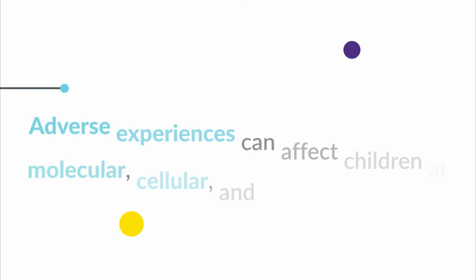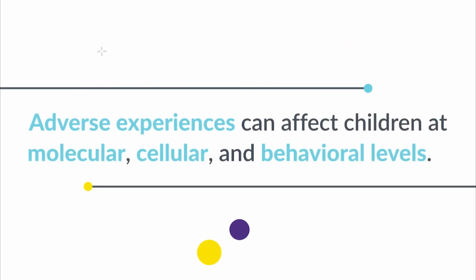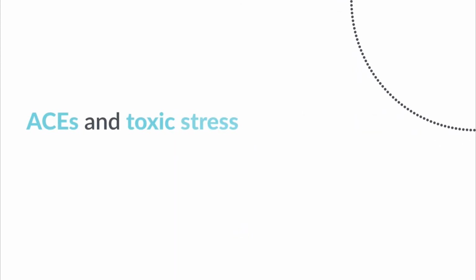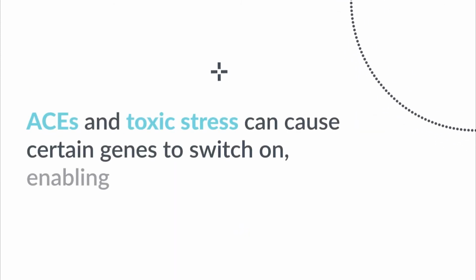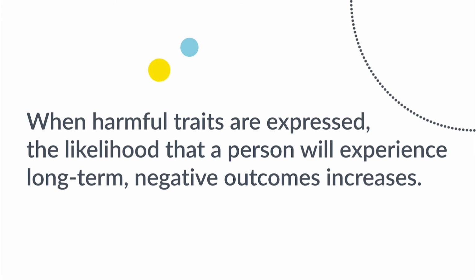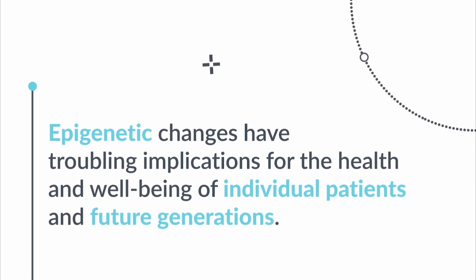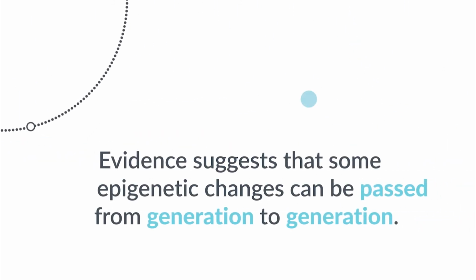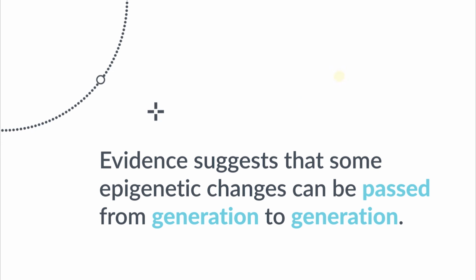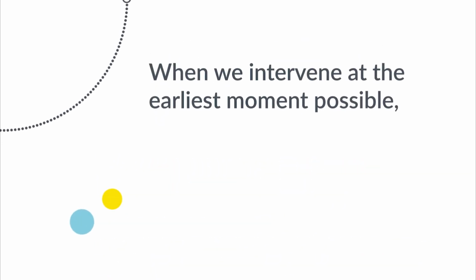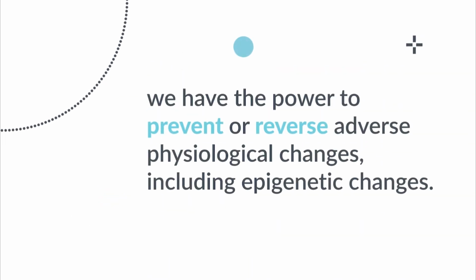Let's connect the dots. Adverse experiences can affect children at molecular, cellular, and behavioral levels. ACEs and toxic stress can cause certain genes to switch on, enabling potentially harmful traits to be expressed. And when harmful traits are expressed, the likelihood that a person will experience long-term negative outcomes increases. These epigenetic changes have troubling implications for the health and well-being of individual patients and future generations, as evidence suggests that some epigenetic changes can be passed from generation to generation. However, when we intervene at the earliest moment possible, we have the power to prevent or reverse adverse physiological changes, including epigenetic changes and other negative outcomes.